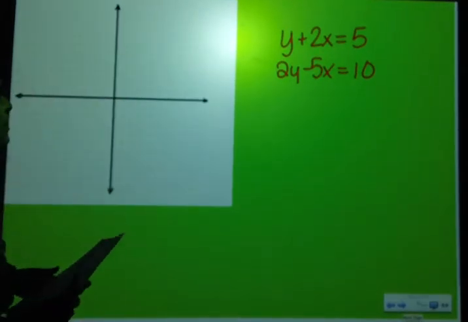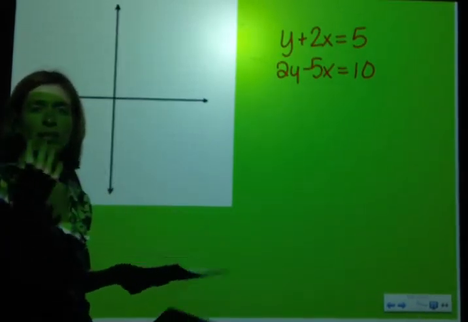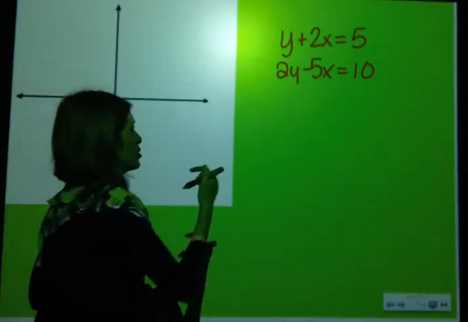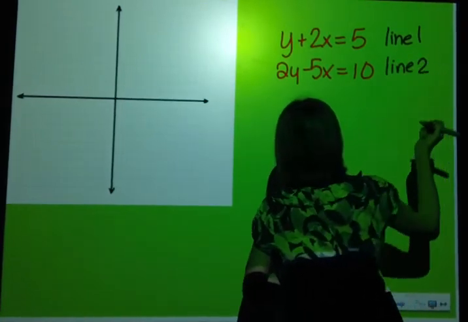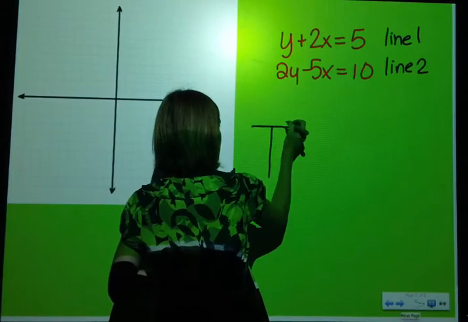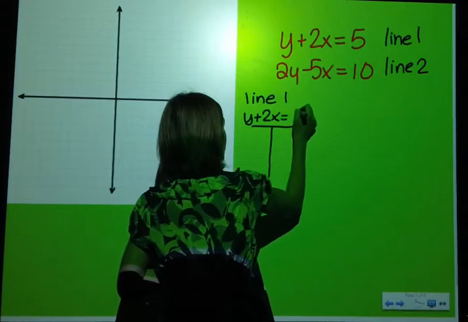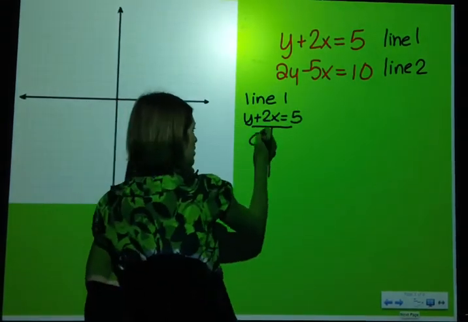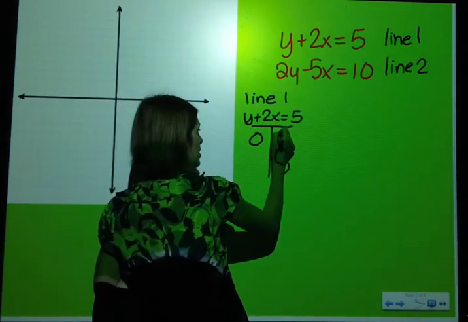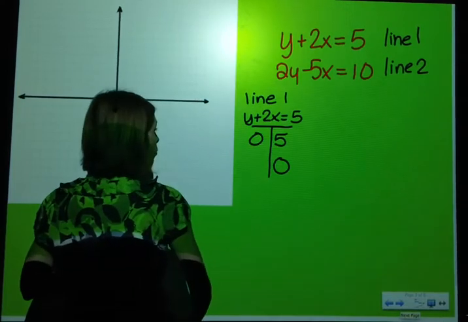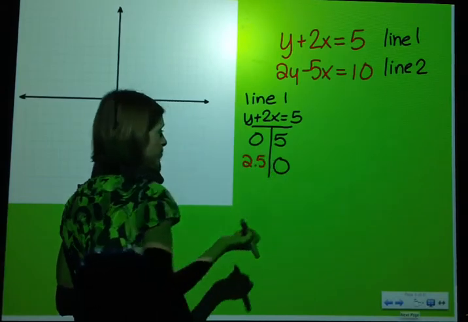Now, for me, I saw that they were both in standard form, so I'm just gonna use a different method of graphing on this one, just so that everybody sees it. So again, I'm gonna label this one line 1, and this one I'm gonna label line 2. All right, so line 1. To do the intercepts on line 1, I'm gonna be really neat about it. I might even write y plus 2x equals 5 above it. I'm gonna let x be 0 and y be 0, okay? If x is 0, this goes away, and I get y is equal to 5. If y is 0, this goes away, and I divide by 2, so I'll get 2.5, right?